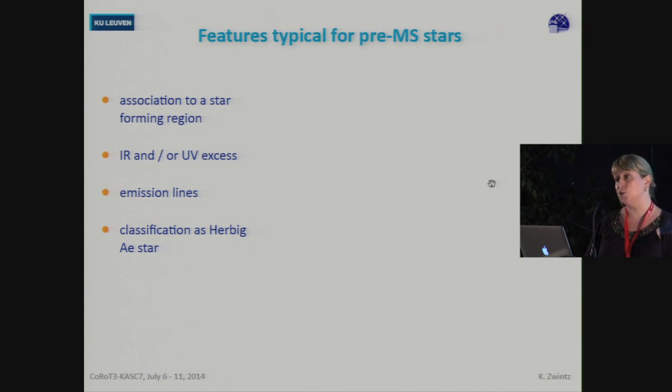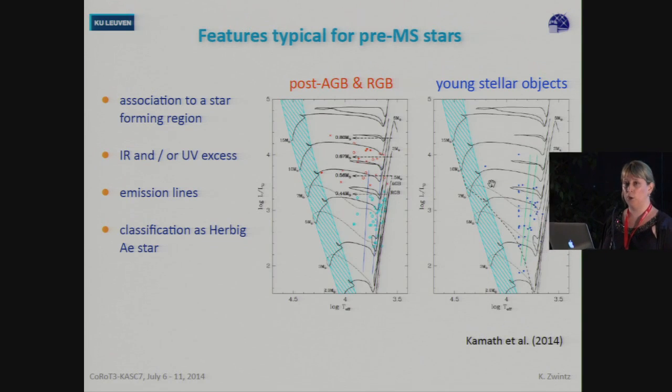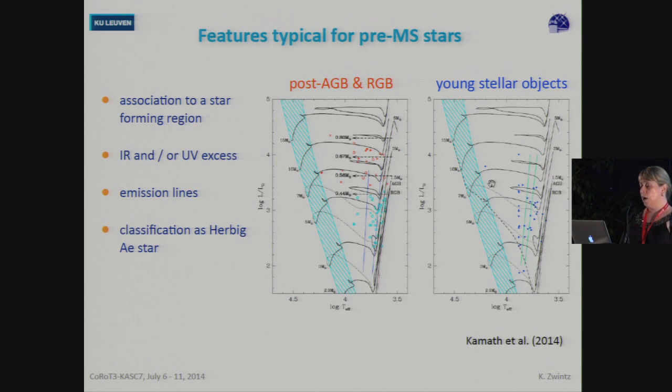So you use features that are typical for the pre-main sequence stage, such as if a star is associated to a star-forming region, or if it shows infrared or ultraviolet excess, if it has emission lines, or is classified as a Herbig Ae star. But be careful. There are recent studies published from a colleague of ours in Belgium.